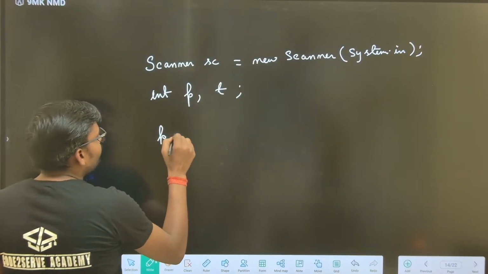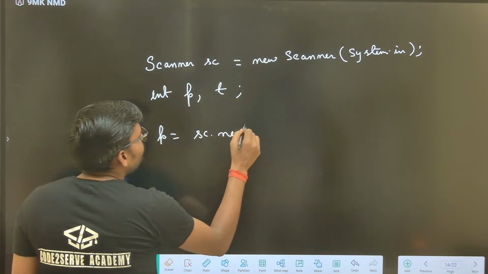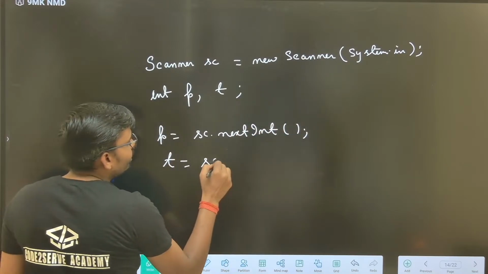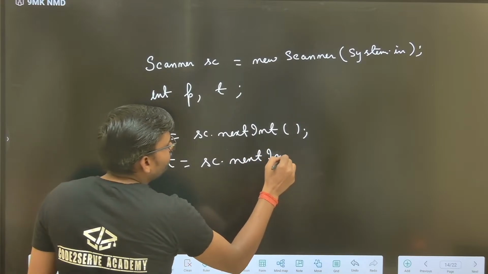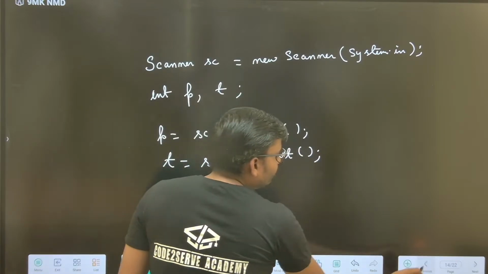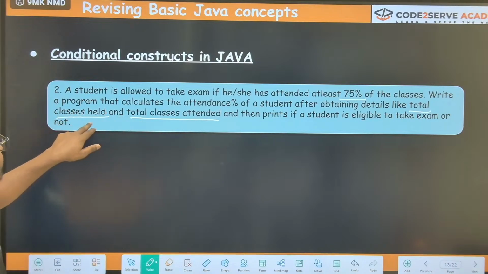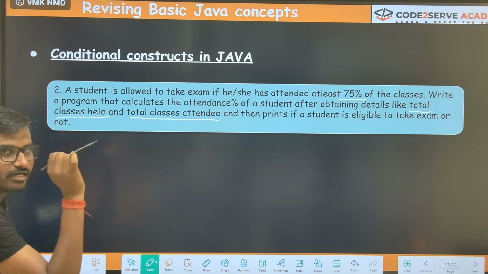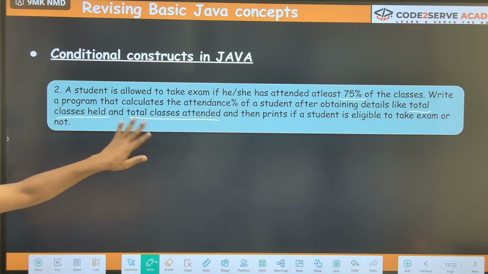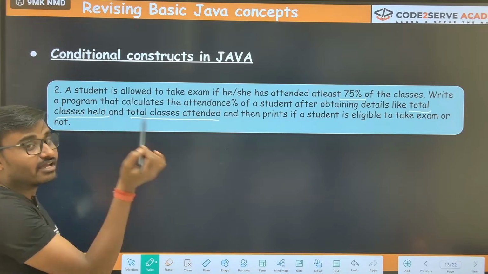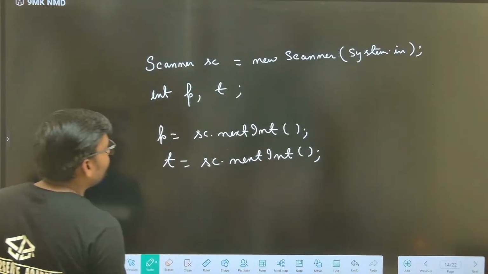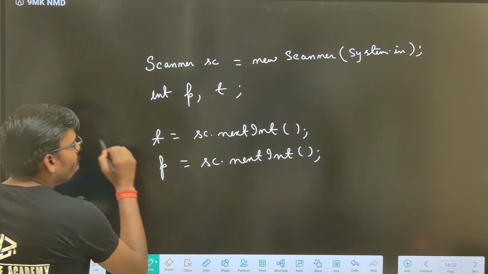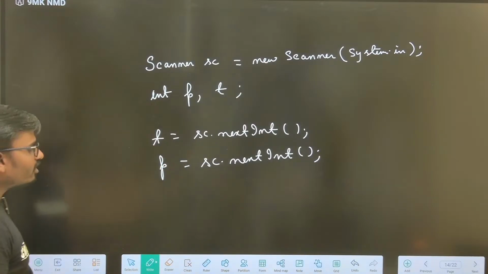So we'll write p is equals to sc.nextInt. Next one, t is equals to sc.nextInt. Keep in mind, whatever flow was given, here it was given total classes held and then total classes attended. So in the same order you try to take the input. It is being told total classes held, so let us take t as the first input and then we'll take p as the second input.